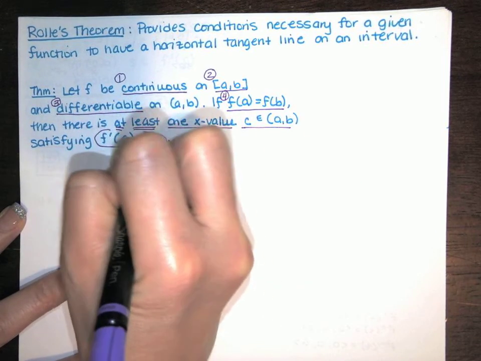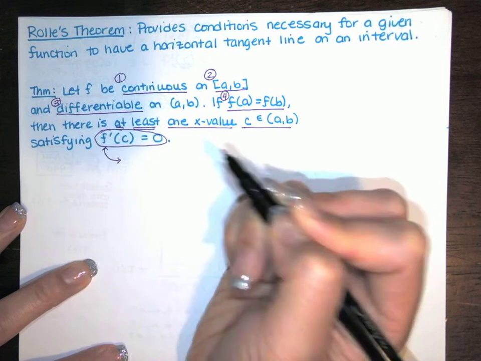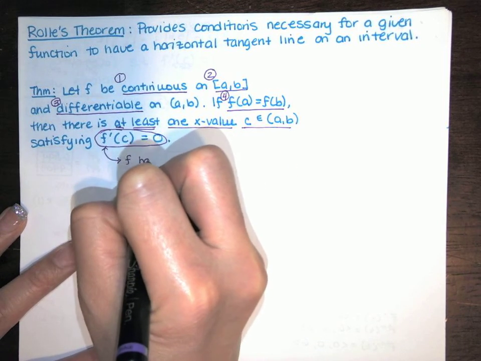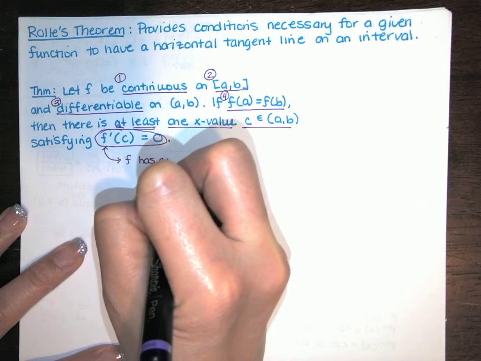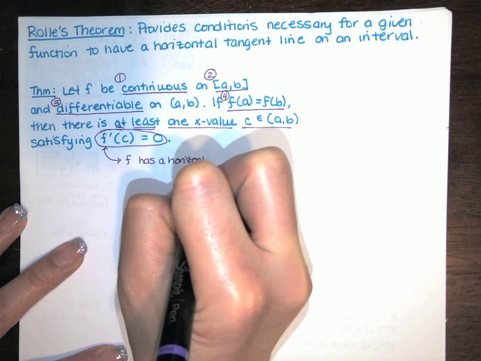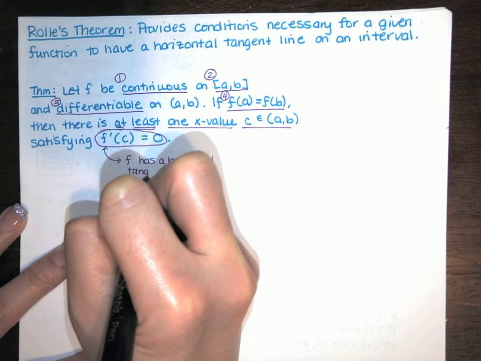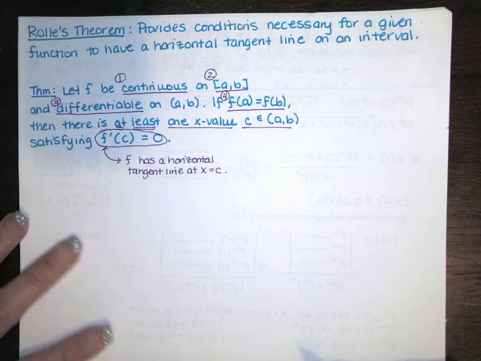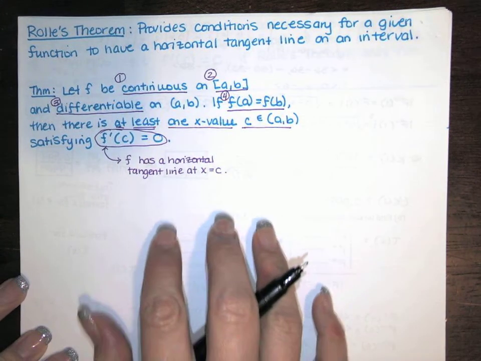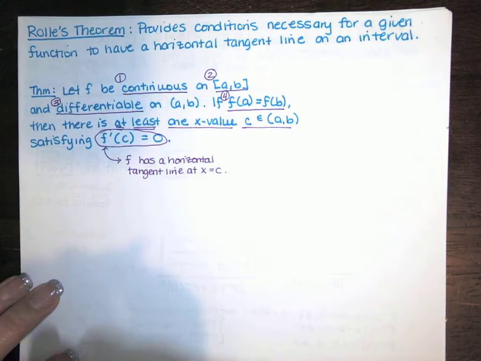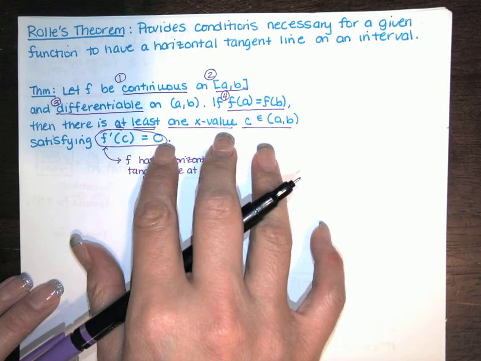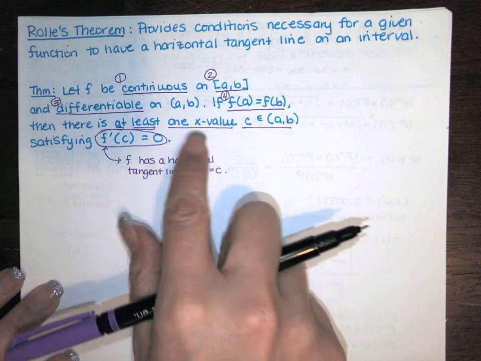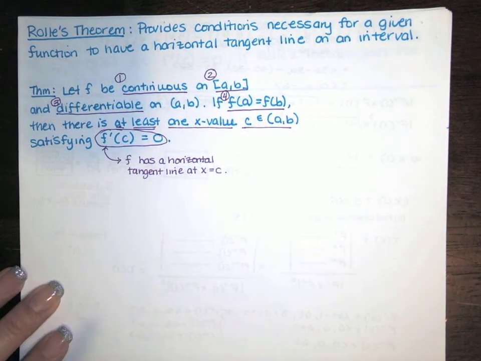Now remember what this means. If we're saying that the derivative is equal to 0, that means the graph of the function has a horizontal tangent line at x equals c. So we just have to check the four conditions. Then if those four conditions are satisfied, we know for sure that there's one x value where the slope is 0, and that x value lies in the interval from a to b. We're guaranteed at least one x value in the interval from a to b where this is true.